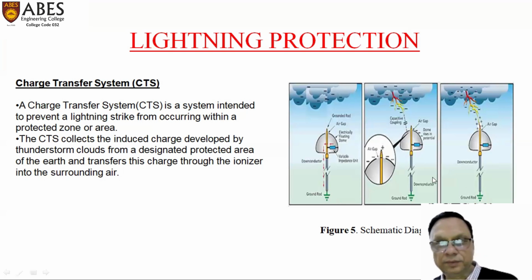So we have got three conventional and two non-conventional types of lightning protection schemes. The first three are conventional, and the last two, DAS and CTS, are the non-conventional protection schemes.